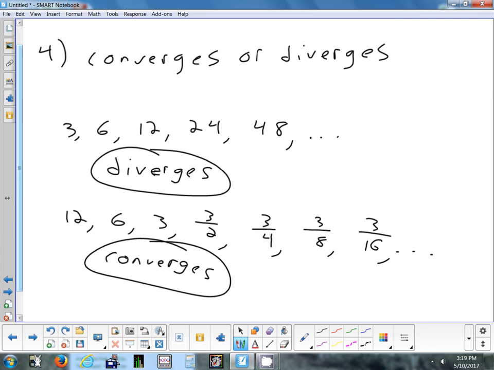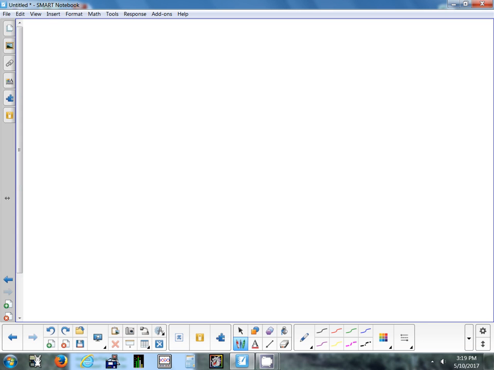Okay, next type, it's the one we were just asked about. We're going to find an explicit rule for the sequence, not recursive. A lot of people on these do a recursive rule, and I mark it wrong because the directions say explicit. So, let's find an explicit rule.